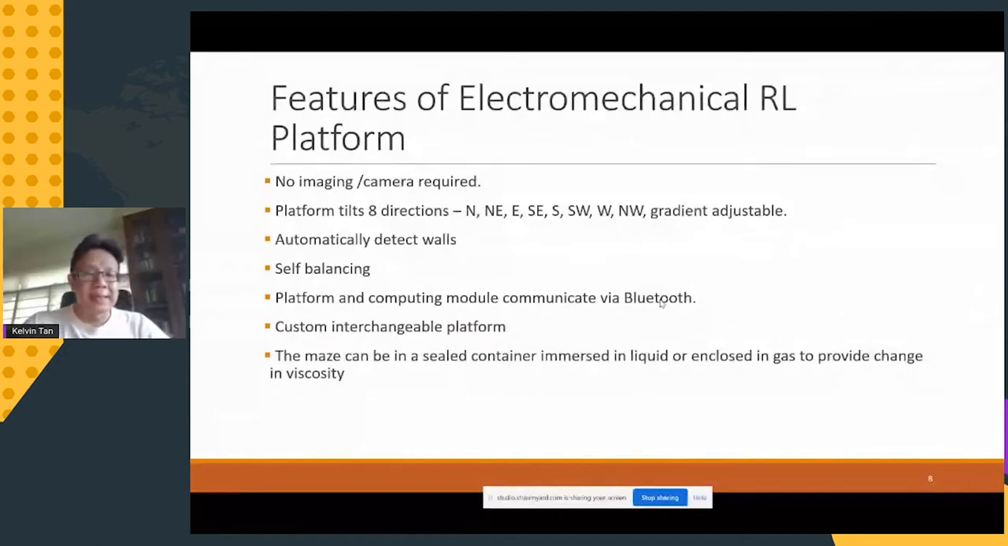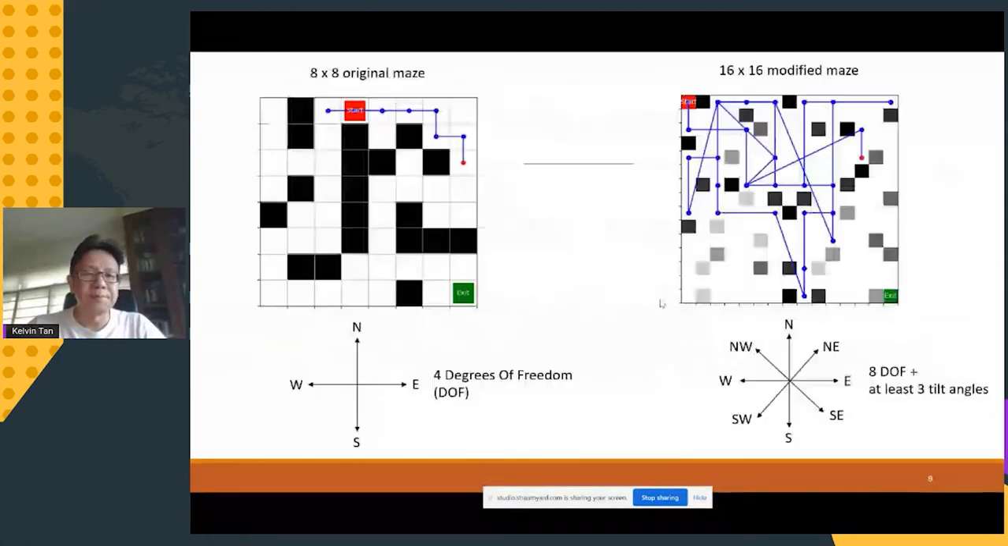The maze itself, whatever sits on the platform, can be interchanged easily. This allows the maze to have different variations and designs, or even be immersed in liquid or enclosed, to provide a different challenge and a completely different environment for the algorithm to learn and explore.